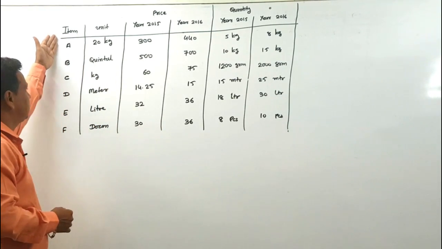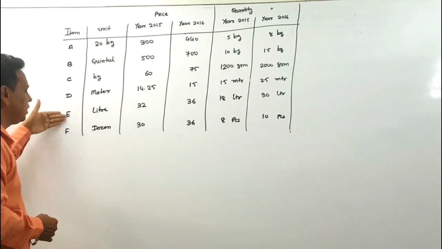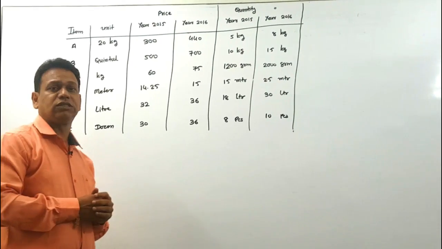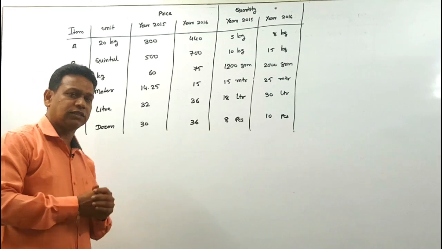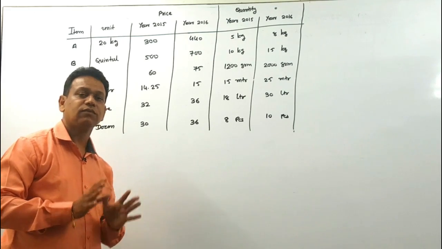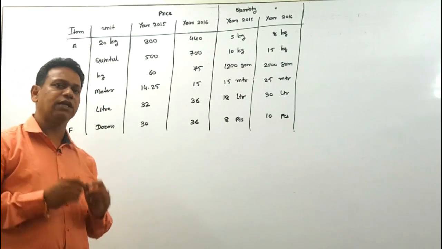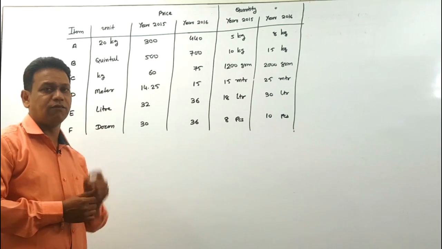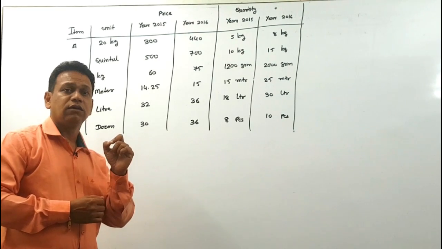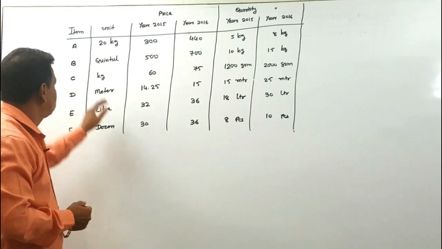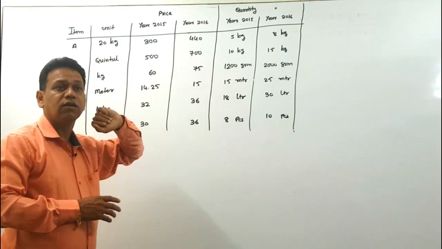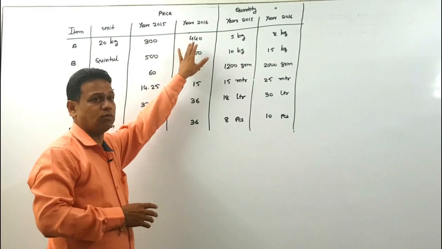We have the first column, items A, B, C, D, E and F. Now the unit column is available, and as per my instructions, whenever they have given a column of unit, we have to pay more attention because it needs care to equalize things first. The unit column is always associated with the price column only.